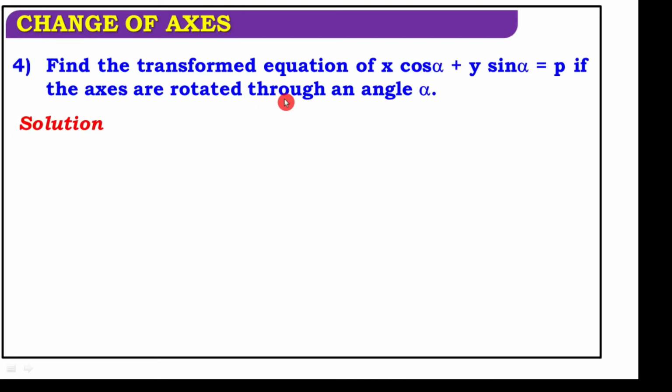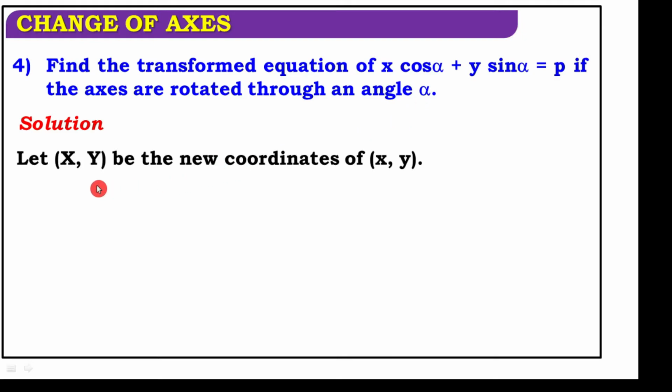Find the transform equation of x cos alpha + y sin alpha = p if the axes are rotated through an angle alpha. Now this is a 4 marks question. Find the transform equation of x cos alpha + y sin alpha = p when the axes are rotated through an angle alpha.